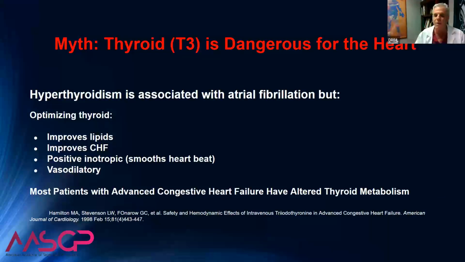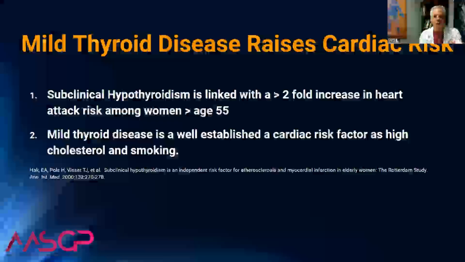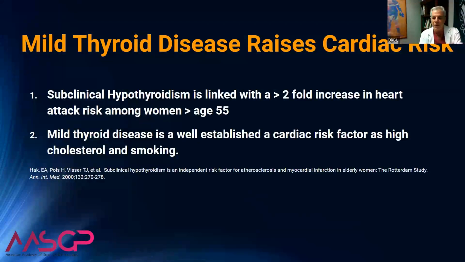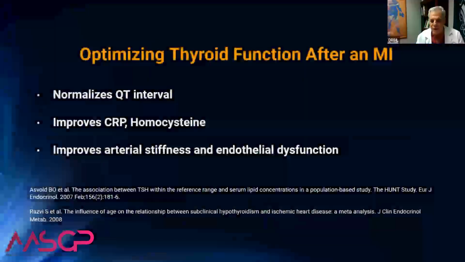Patients that show up with GI symptoms, food sensitivities, also look at their thyroid. And it goes the other way. Mild thyroid disease raises cardiac risk. There's a twofold risk increase in heart attacks among women aged greater than 55 with subclinical hypothyroidism. Mild thyroid disease is well established as a cardiac risk, about the same as cholesterol and smoking.